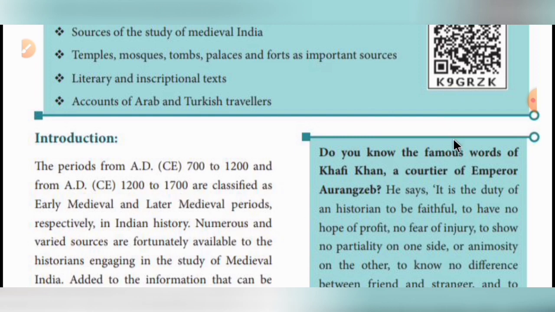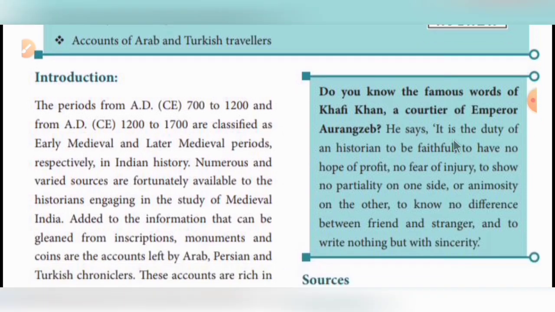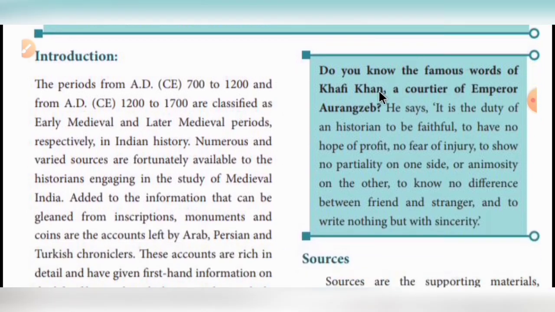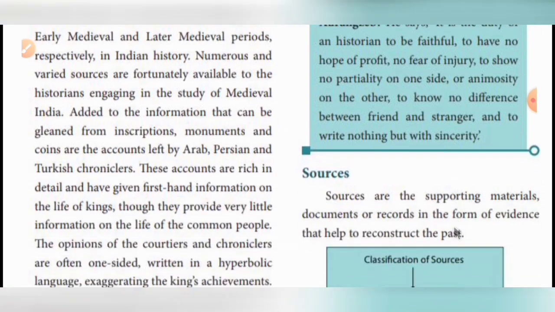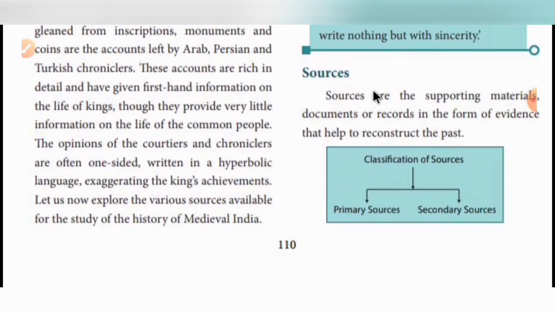Next I told about this Kafi Khan court. This is the court of Kafi Khan. He is a courtier of Emperor Aurangzeb. He said that a historian must give a sincere report. In the first session I explained that to you. Next, we have seen the types of source. Sources are the supporting materials or the evidence. They are classified into two types, primary and secondary sources.